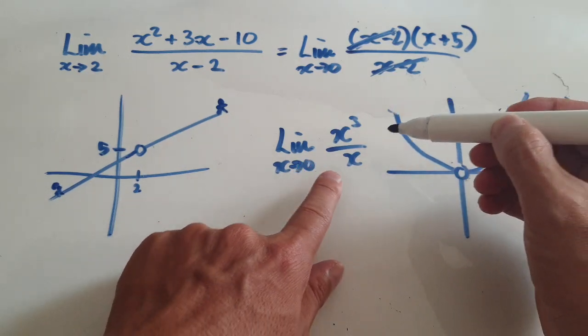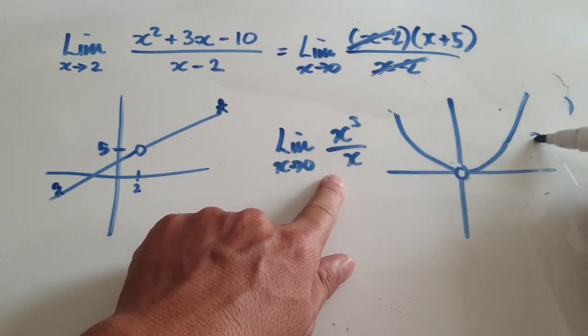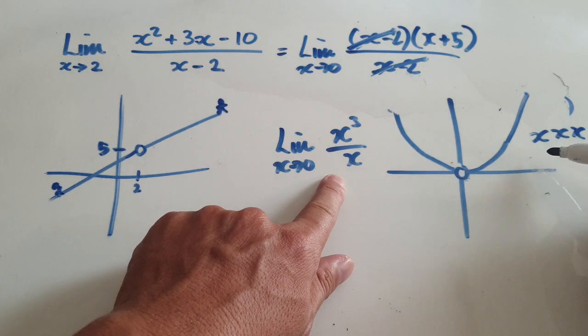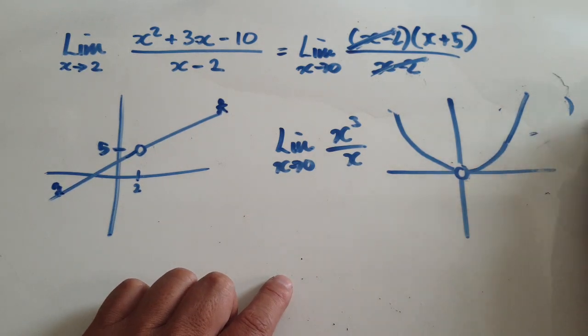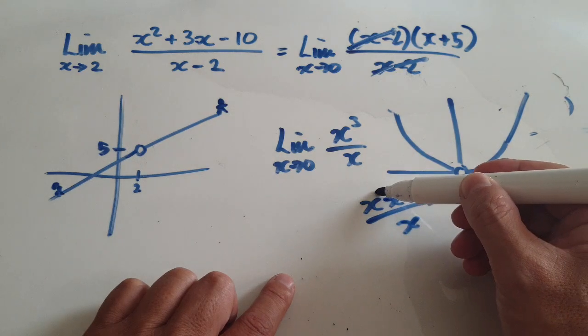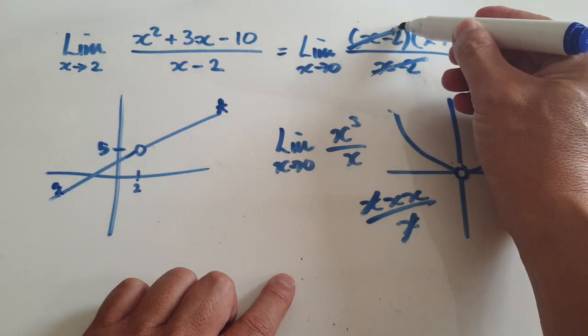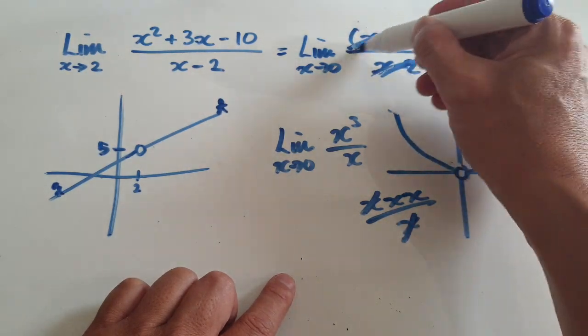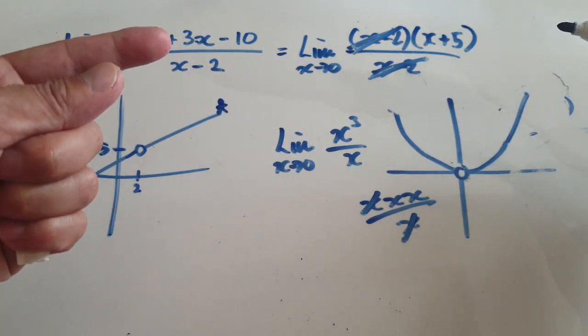It is 0. The point is that if you look at this, these two cancel each other out, just like this thing here. That's why you're able to just cancel these two out when it comes to limits. Okay.